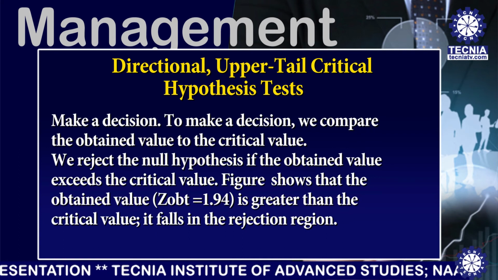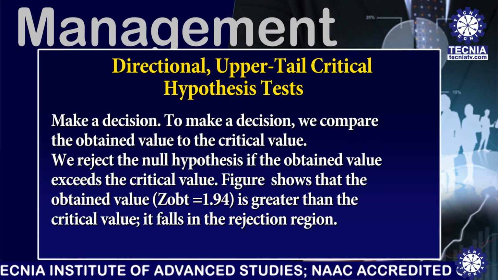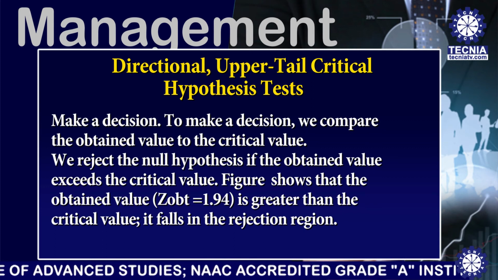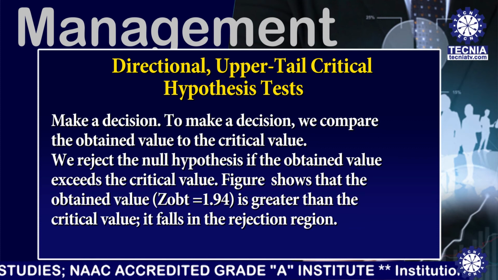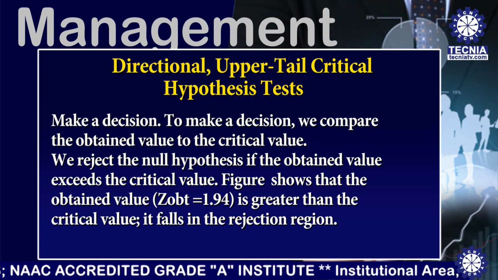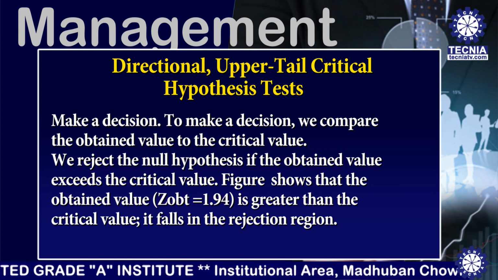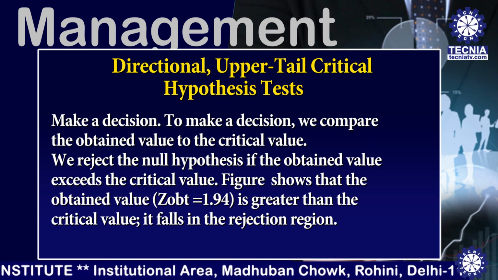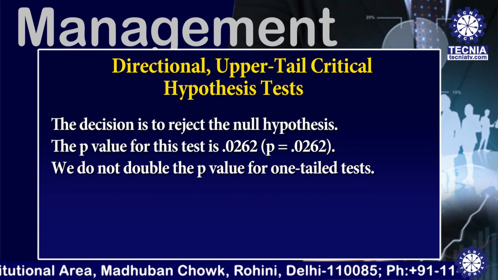Now I am explaining step 4. In this step 4, we will have to make a decision. To make a decision, we compare the obtained value to the critical value. Reject the null hypothesis if the obtained value exceeds the critical value. The figure shows that the obtained value, Z obtained equal to 1.94, is greater than the critical value. It falls in the rejection region. The decision is to reject the null hypothesis.